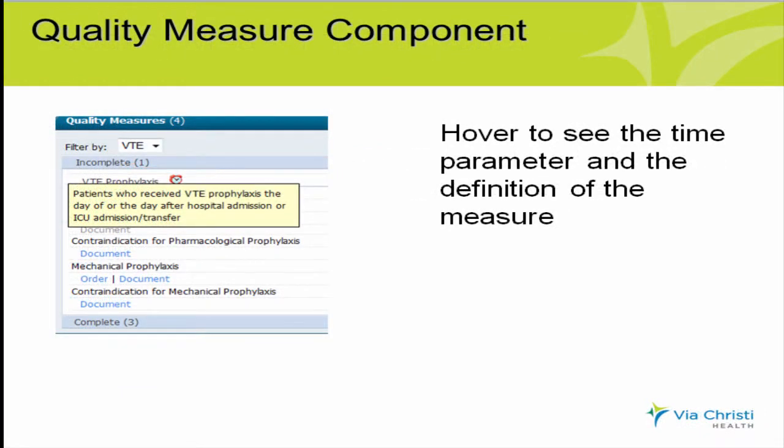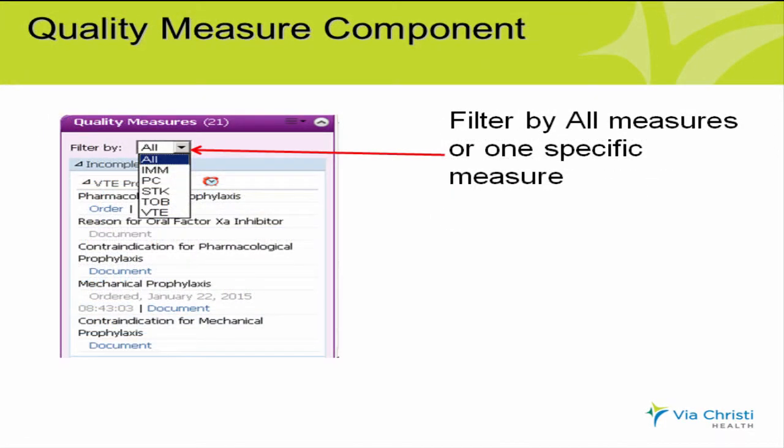Hovering on the measure allows you to see the time requirement. It also allows you to see the definition of the measure. You can select the filter by drop-down to view all of the ordered quality measures or select only one to view.